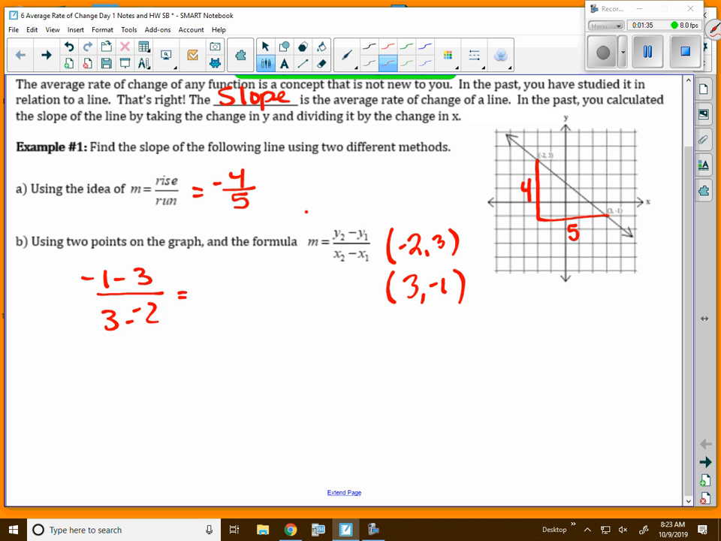What happens there on the bottom? 3 minus a negative 2. Change it to addition. Yep, addition. So I should have negative 4 over 5. Okay, obviously those should be the same thing because we're dealing with the same graph. Okay, is that a good reminder on slope? Be okay on that? Yeah.